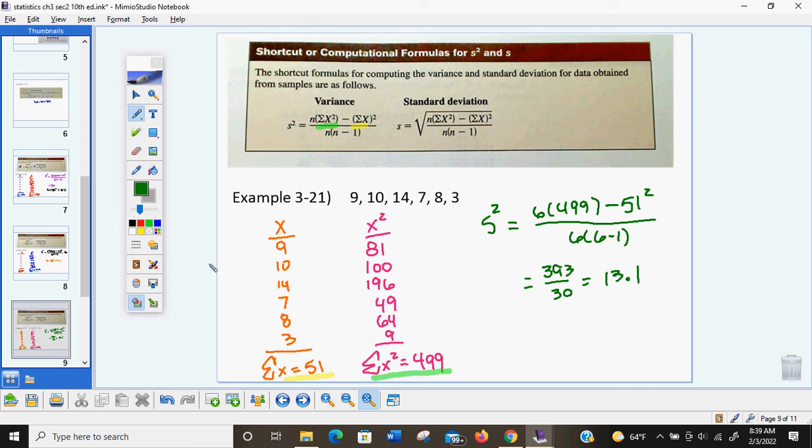Now, what I have there is the variance. To get the standard deviation, I'm going to do S equals the square root of the variance. And the square root of 13.1 is 3.6. And remember, they usually go out one more decimal place than the data. So the final answer on this one is 3.6.